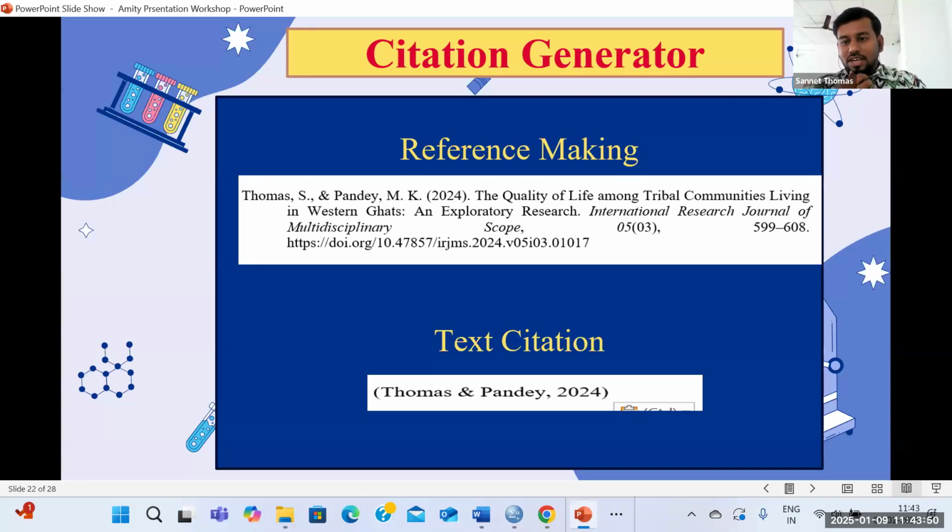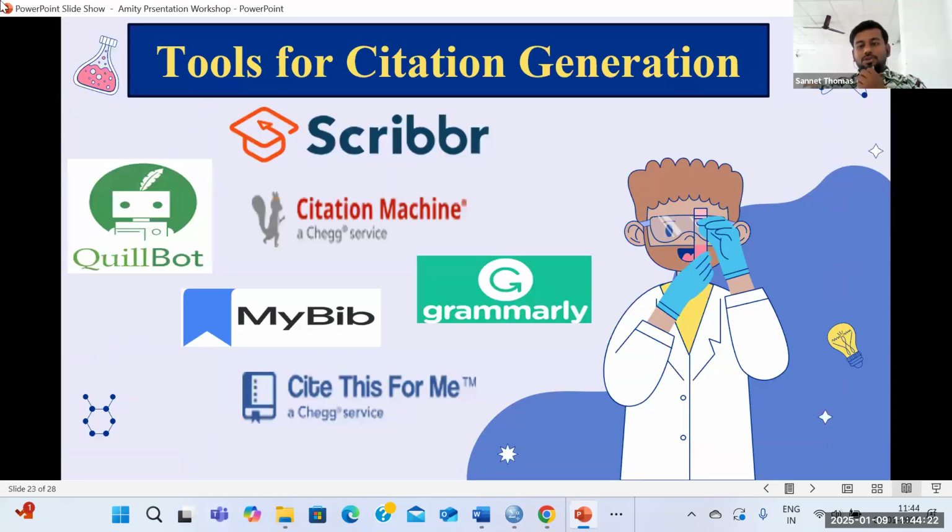The second one is text citations. Text citation means wherever you add content which you have taken from this particular article, in APA format you have to mention the text citation. You can see the text citation here, in the format of APA. So these are the two important things: when it comes to citation generation, reference making and text citations are very important.